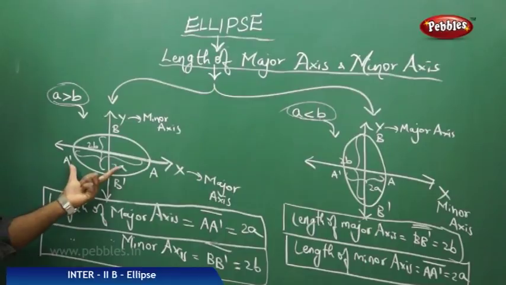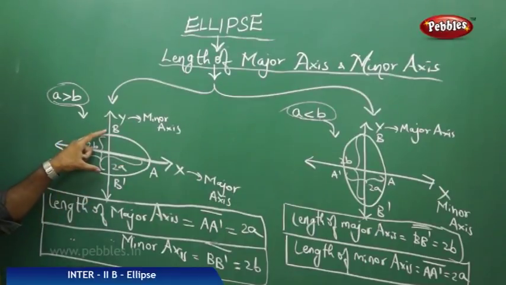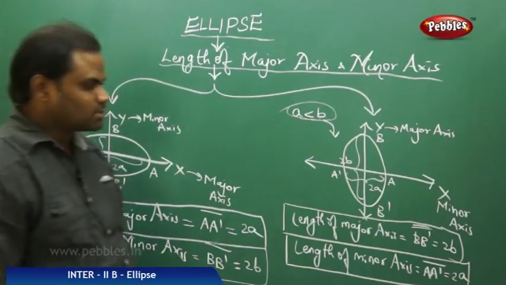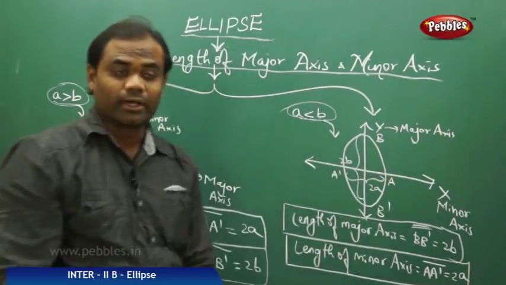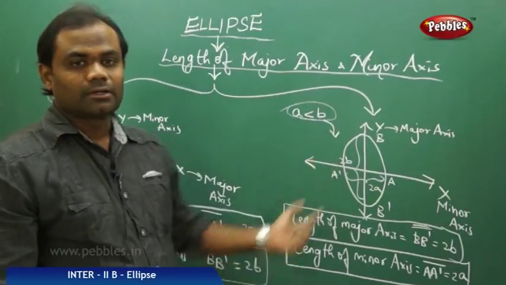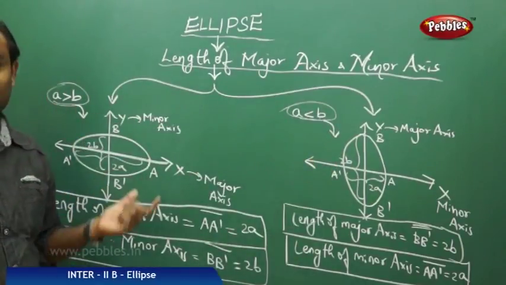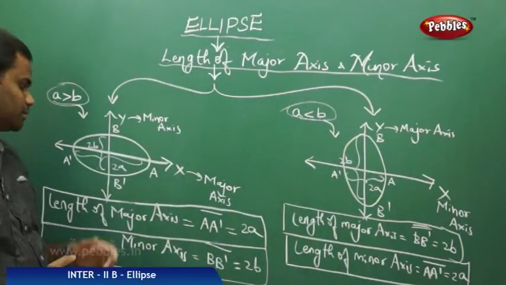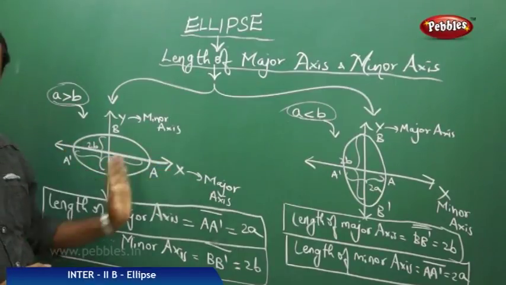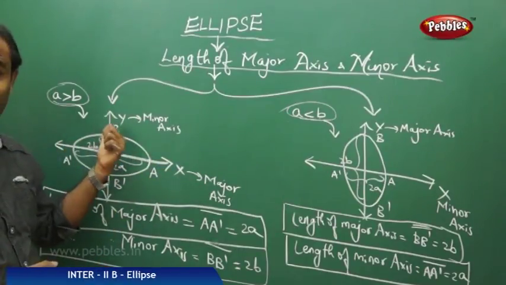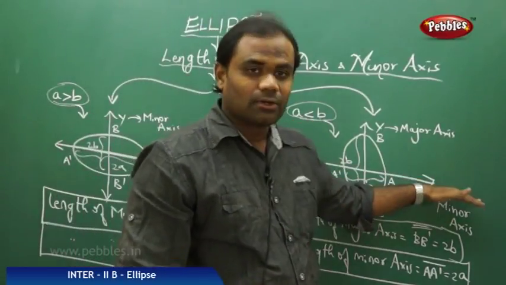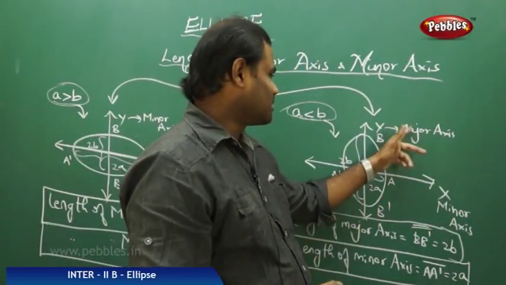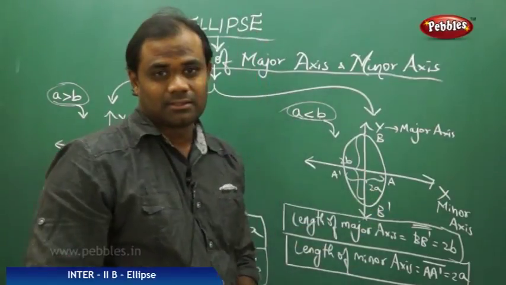So length of major axis is 2a and length of minor axis is 2b, but in this case length of major axis is 2b and length of minor axis is 2a, because a is less than b there and a is greater than b here. And here the major axis is along the x-axis and minor axis along the y-axis, but in case of a less than b, the minor axis is along the x-axis and major axis along the y-axis.